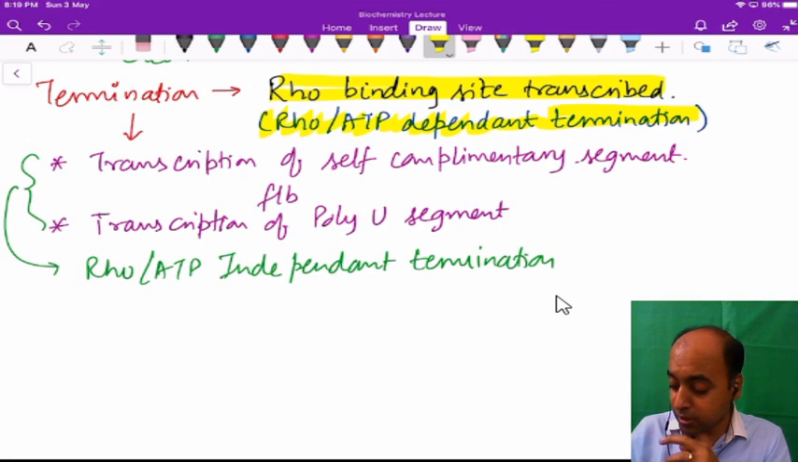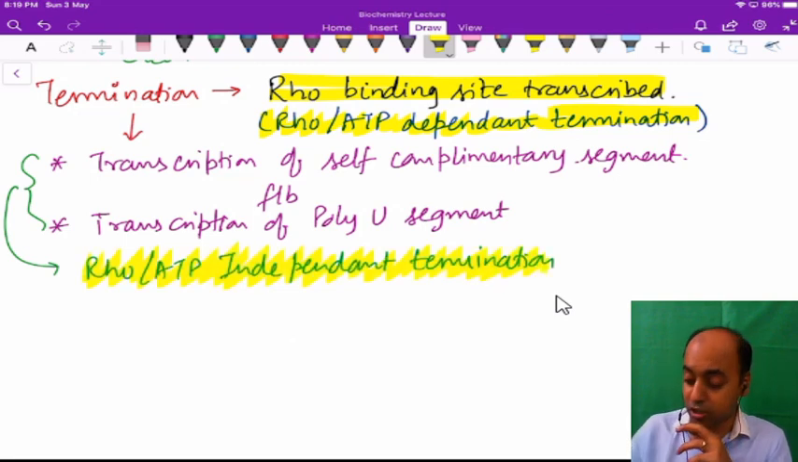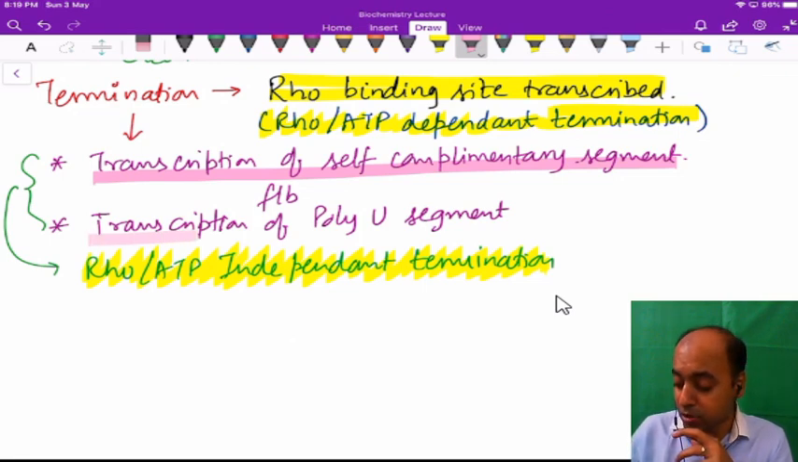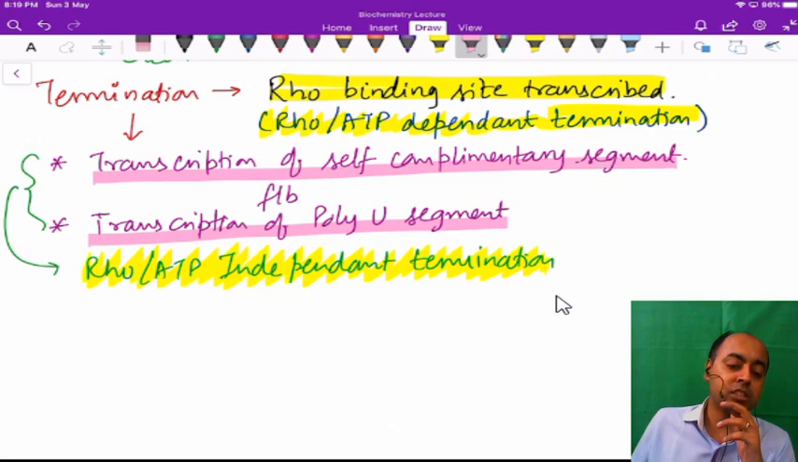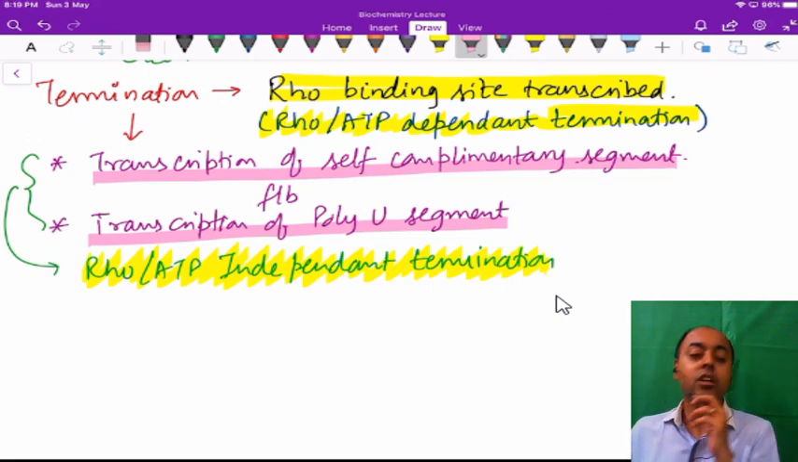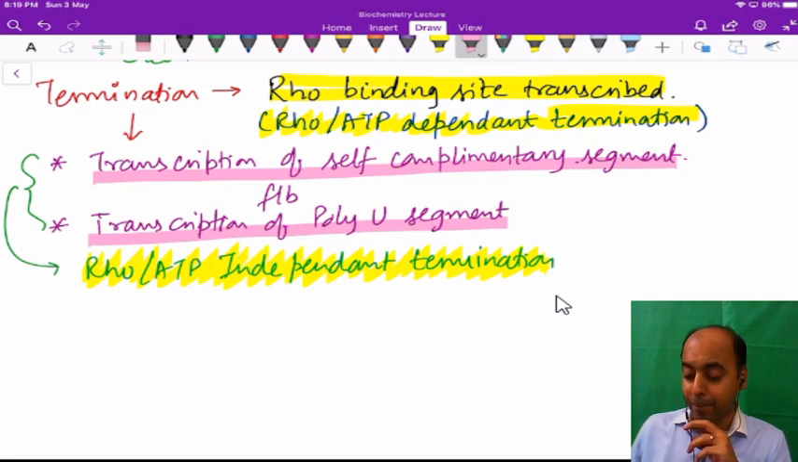The second mechanism is the Rho or ATP independent termination. For this mechanism to come into play, we have to fulfill two conditions. Those two conditions are, first, the transcription of a self complementary segment, and this should immediately be followed by the transcription of a poly U segment. Once these two are completed, then quickly we will have the Rho or ATP independent termination. So this is how the termination is occurring in the prokaryotes.